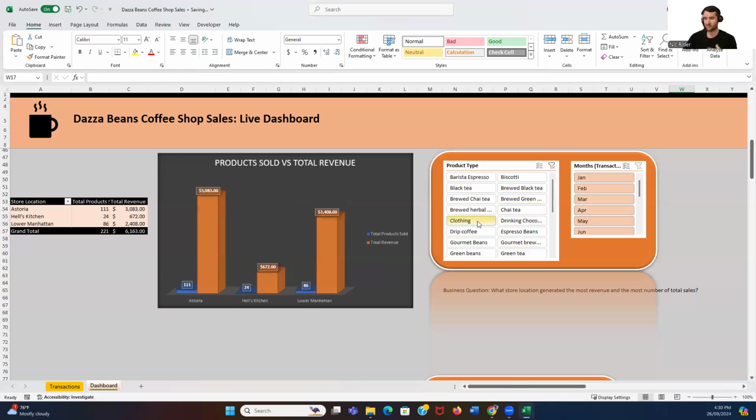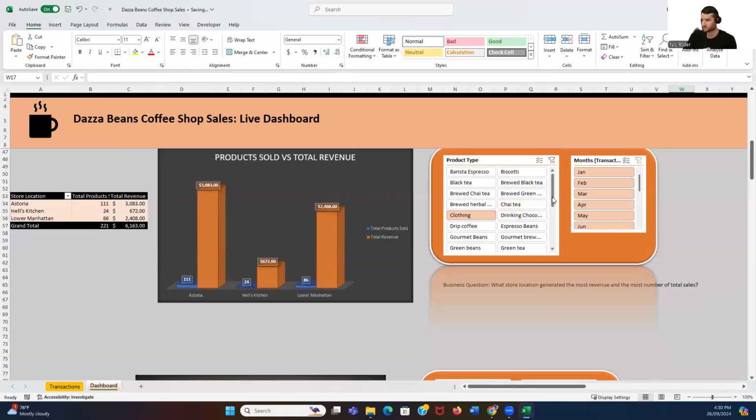Now, if I'm just looking at clothing, he's selling a few t-shirts or pairs of shorts and some flip-flops or thongs with his product on it. I go, okay, in Hell's Kitchen, no one's really buying too much. He only sold 24 in the clothing space. However, in Astoria, there was a decent amount of revenue there, a couple of thousand. And same with Lower Manhattan, just ensuring that his stock levels in the clothing sector are stored and provided in those particular locations and shops.